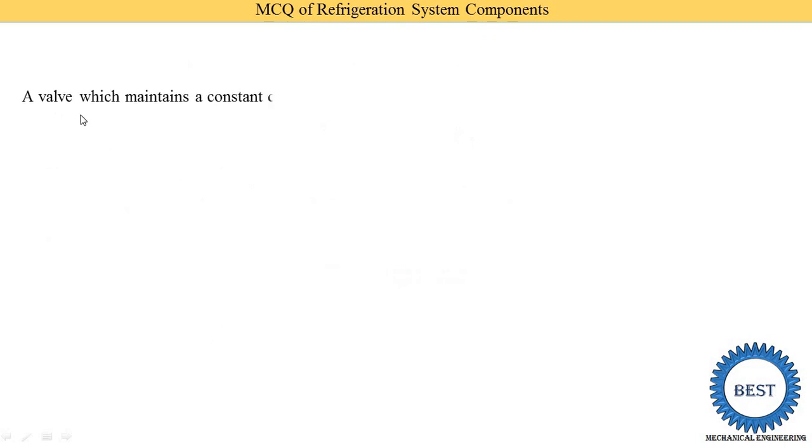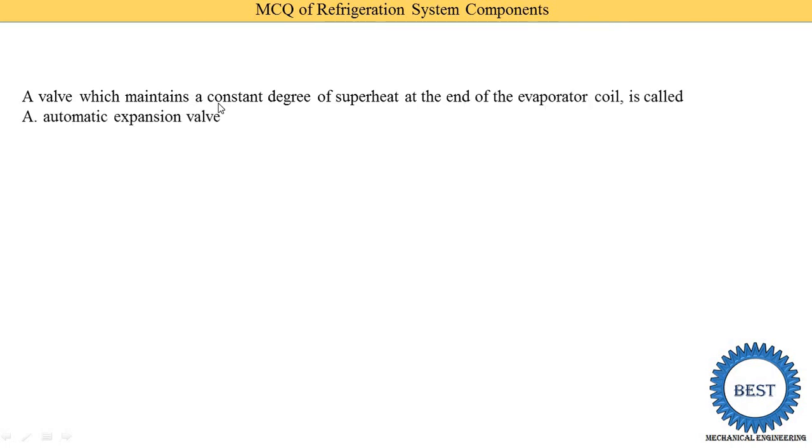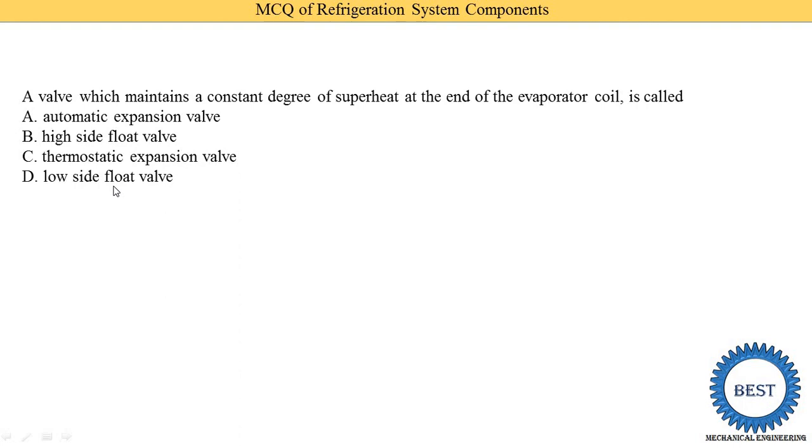Next question is: a valve which maintains the constant degree of superheat at the end of the evaporator coil is called an automatic expansion valve, high side float valve, thermostatic expansion valve, or low side float valve. And the answer is option D, low side float valve.